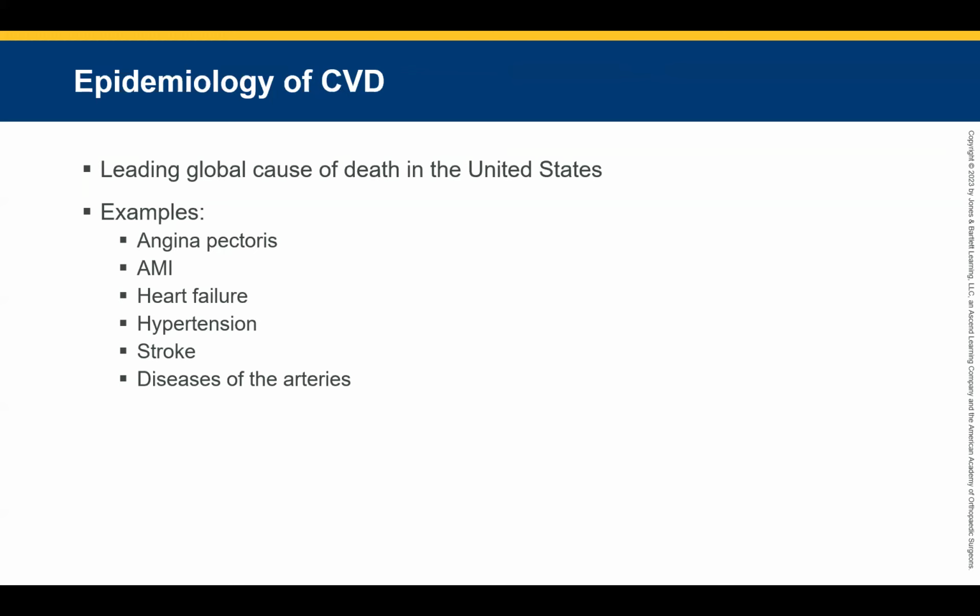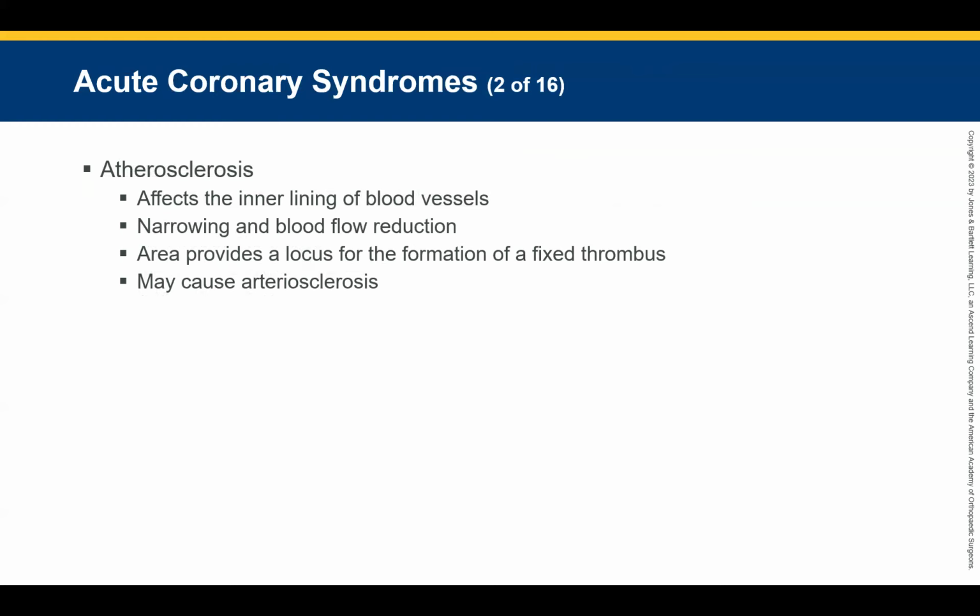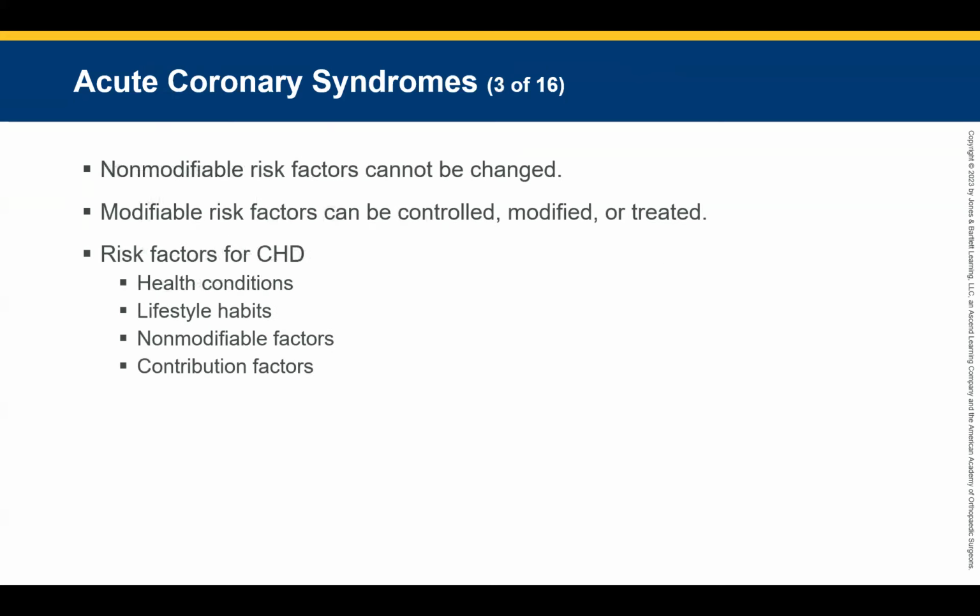Anyway, coronary vascular disease, CVD, okay? Angina, AMI, heart failure, hypertension, stroke, all coronary vascular disease. I hate the acronyms, but they're there. We know ischemia is oxygen deprivation, infarction is tissue death. The good thing about these slides is it's stuff we probably understand a little bit, so we can move through the words. Atherosclerosis, that's the plaque inside the lining of the blood vessels starting to narrow. Could cause arterial sclerosis. There are modifiable and non-modifiable risk factors. Non-modifiable: genetics, things you're born with. Modifiable is things you can take care of, like your diet and your blood sugar and your blood pressure, those kinds of things.